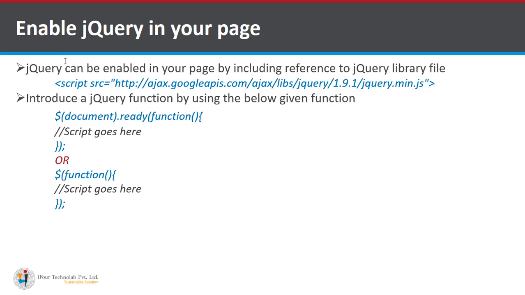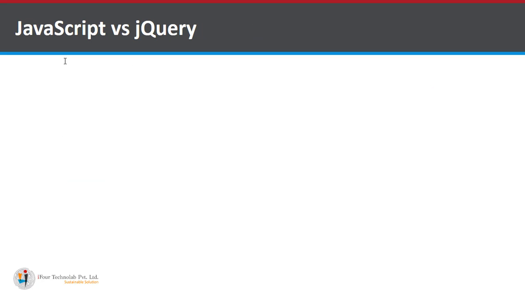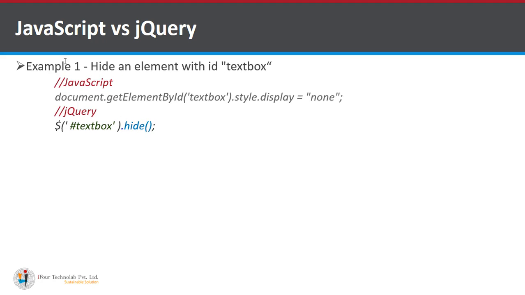Suppose I want to fire a click event on a button click, so I can initialize my click event inside a $(document).ready function. Now we can see the syntax for jQuery and JavaScript HTML events. Example 1: hide an element with the ID textbox. In JavaScript, you have to do document.getElementById, and inside that write the ID of your textbox, .style.display equal to none. But in jQuery, you just have to do $ sign, inside that the ID of your textbox, .hide.